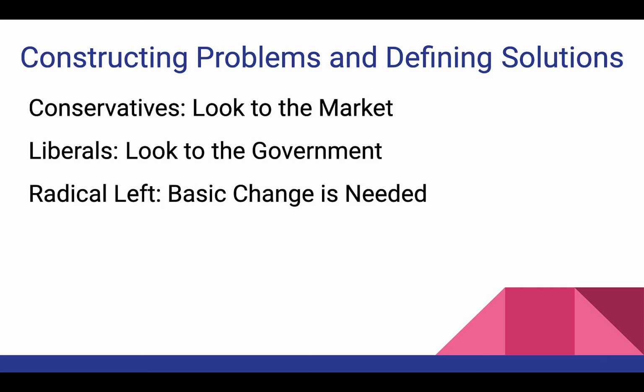Okay, so then finally, just looking at constructing problems and defining solutions. So how do different political viewpoints understand this? So conservatives say look to the market. They claim that the free market economy, meaning not regulating the economy by the government, creates the most good for the greatest number of people. So they see the operation of a free market as the solution to many of the needs. To them, extensive government regulation of the economy is the problem.